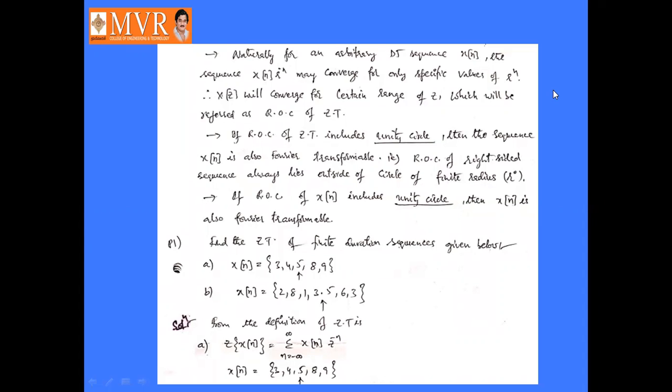See, in the first sequence X of n is given as 3, 4, 5, 8, 9. Here n is varying from minus 2 to plus 2, so sigma n equal to minus 2 to 2, right? So here X of minus 2 value is 3, X of minus 1 value is 4, X of 0 value is 5, X of 1 is 8, and X of 2 is 9. So n is varying from minus 2 to 2. So X of Z equals sigma n equal minus 2 to 2, X of n into Z power minus n.